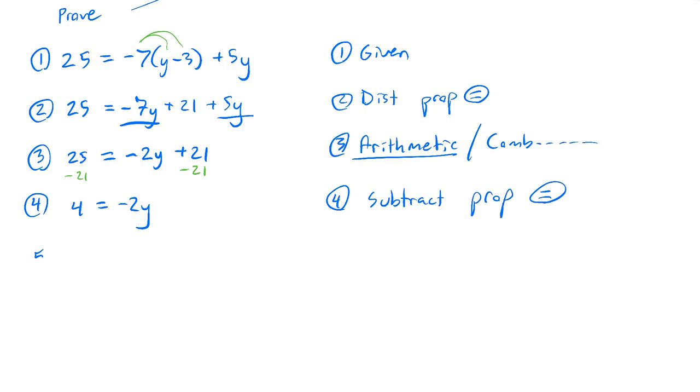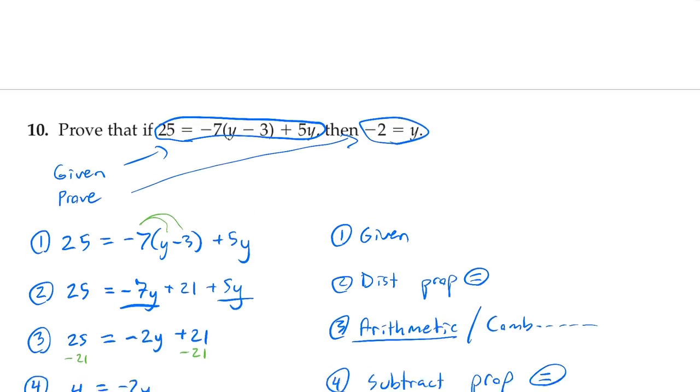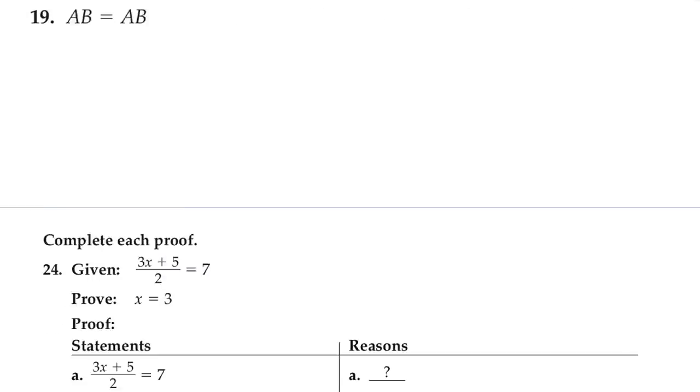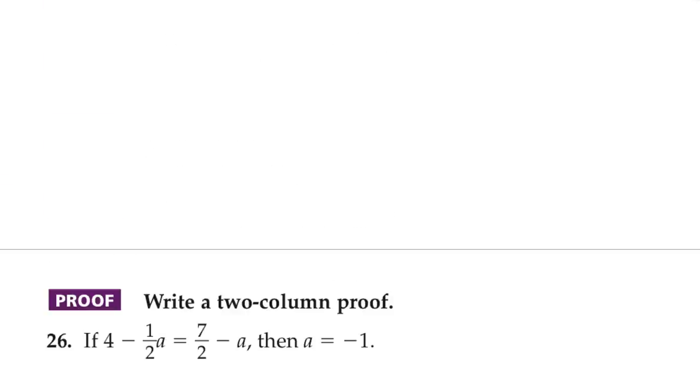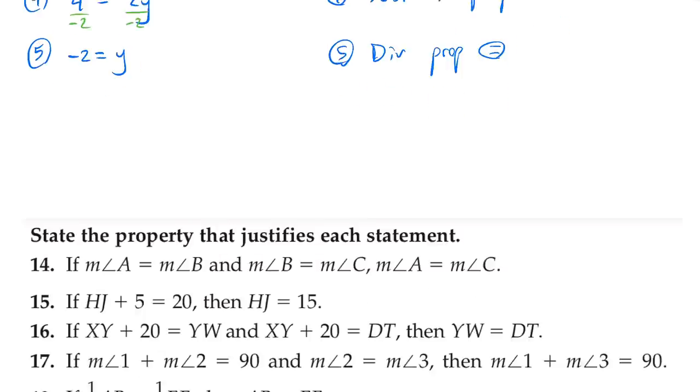And then the last one, we're just going to divide both sides by a negative 2. And so we're left with negative 2 equals y, and that's the division property of equality. It's always good to go back and check if we got the right answer. They wanted us to get negative 2. We did get negative 2, okay? So we don't have that many left. Oh, we have 100 left. So again, you can stop if you understand this.